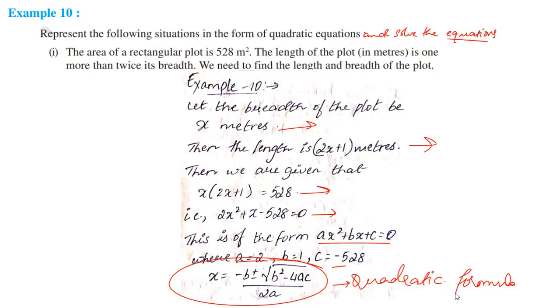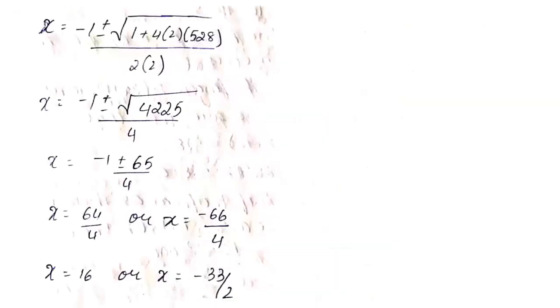First method is factorization method. We all are aware of it. Next method, completing the square, and then the quadratic formula. Only these three methods. Next, substitute the A, B, and C values. This is just the substitution step.